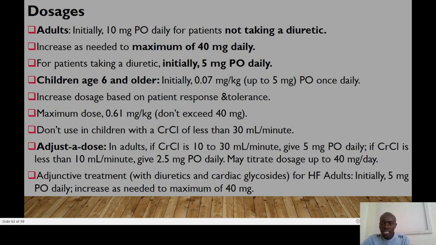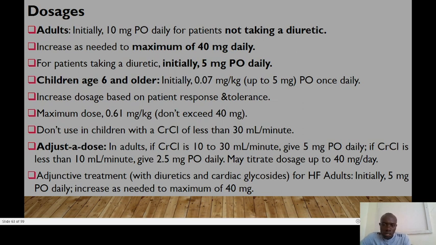Children who are 6 years and older will initially be taking 0.07 milligrams per kg, up to 5 milligrams per oral once daily. Then you can increase this dosage based on patient response and tolerance. The maximum dose should be 0.61 milligrams per kg, so you don't need to exceed 40 milligrams, to avoid unwanted side effects.